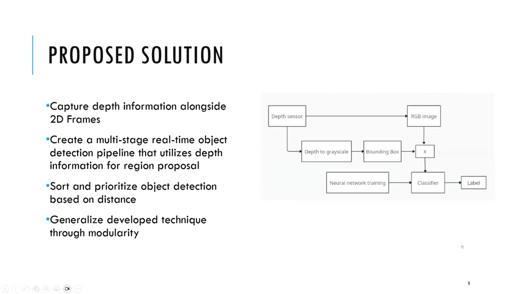So we sort and prioritize objects based on distance, and then we generalize this developed technique through modularity. The system is based on multiple modules. Each of these modules can be interchanged or swapped for another module for ease of improvement and incrementation over the system. The two main modules are the neural network model and the depth sensor. The modularity here was invaluable during the development of this pipeline, because at any given point in time, we can swap the depth sensor we have, whether indoor infrared short-range sensors or outdoor LiDAR long-range sensors, without having to modify anything related to the neural network core.